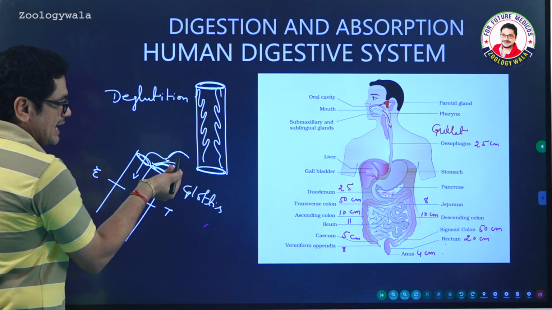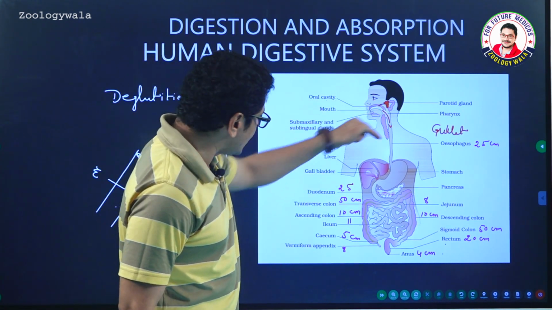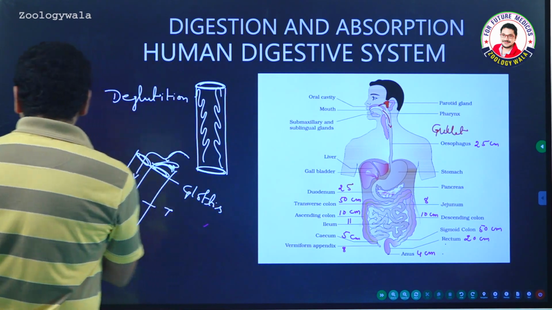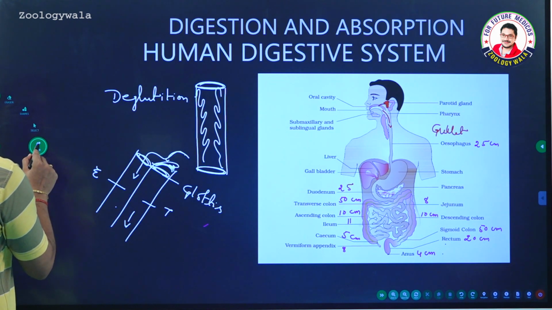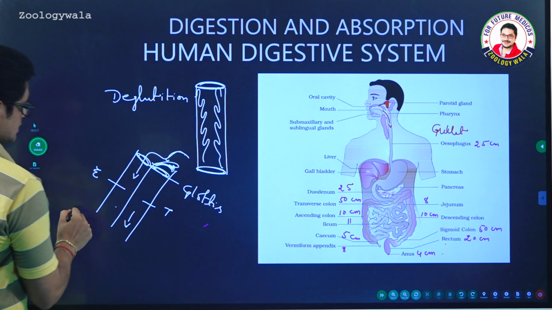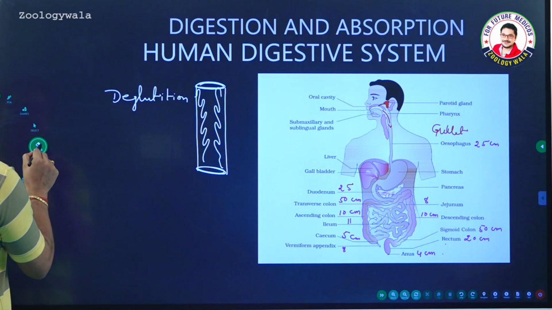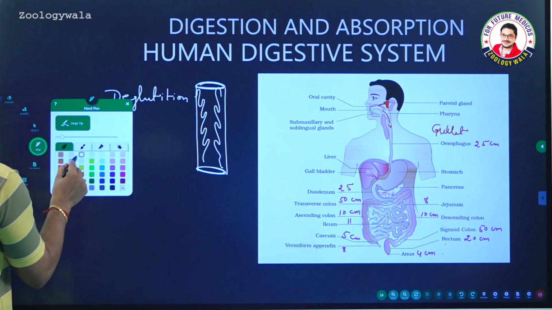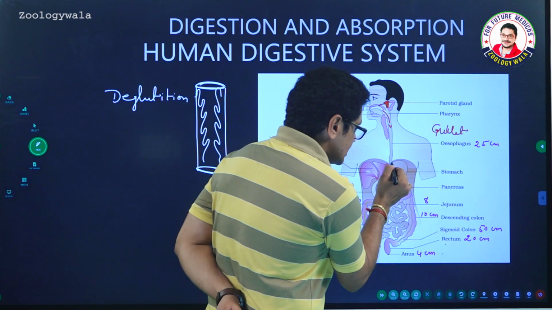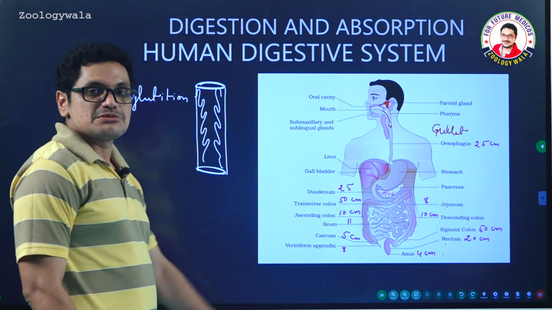Anyhow, the main point here is the food material should enter into the esophagus, and this is the upper esophageal sphincter, and this one is the lower esophageal sphincter. Okay, let me clear this. The lower esophageal sphincter allows the passage of the food material slowly into the stomach. So here this is present. This is the lower esophageal sphincter, which is present near to the heart.